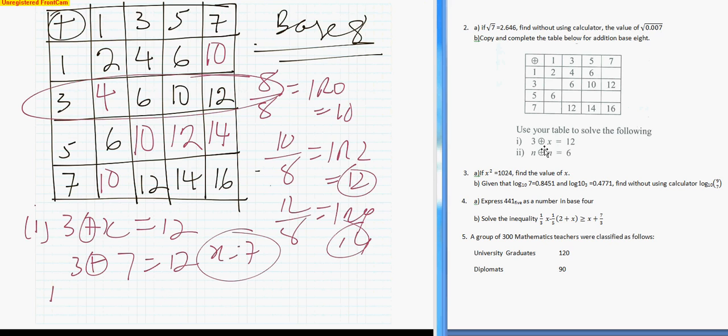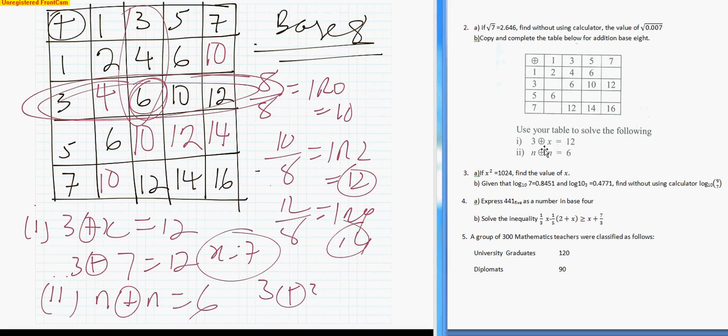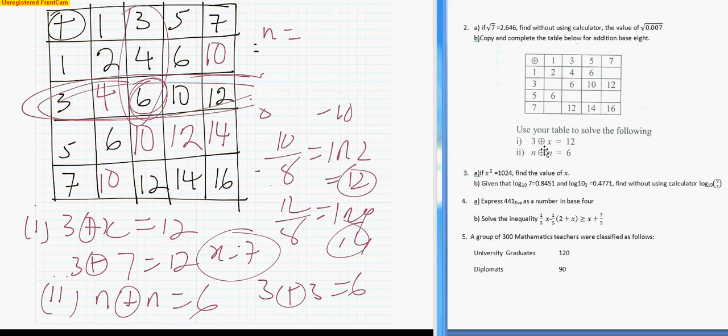Now let's look at part ii. It says find n such that n plus n is equal to 6. Well, n is ranging from 1, 3, 5 and 7, so we take 1 plus 1 is equal to 2, so that is not equal to 6. 3 plus 3, so you have the 3 here, then 3 here, we have 3 plus 3 is equal to 6. So that means, at least for now, we have one of our n, n is equal to 3.